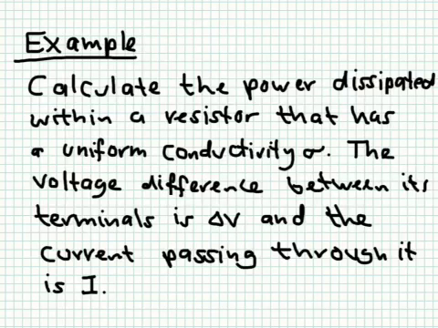Now let's take a look at a second example. We would like to calculate the power dissipated within a resistor that has a uniform conductivity sigma. We assume that the conductor has a voltage difference between its terminals of delta V, and there is a current passing through it of I. So again, this will look more like a circuit theory exercise, but it's very related to electromagnetics.